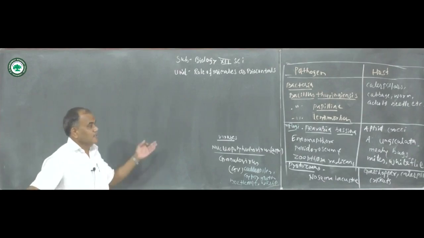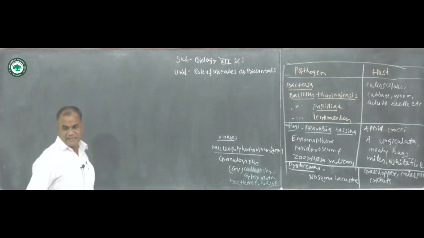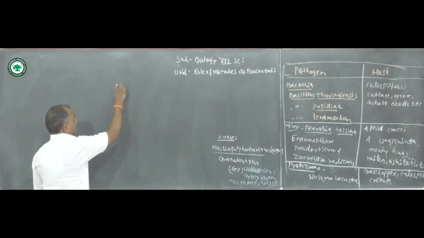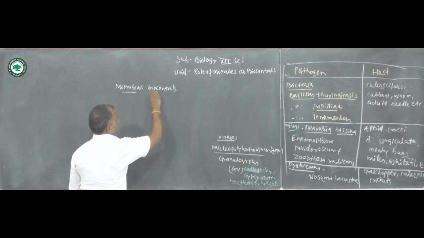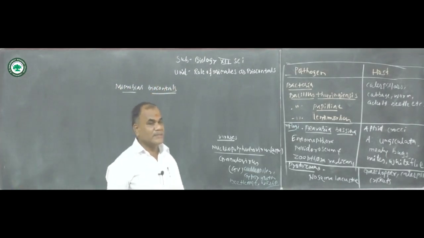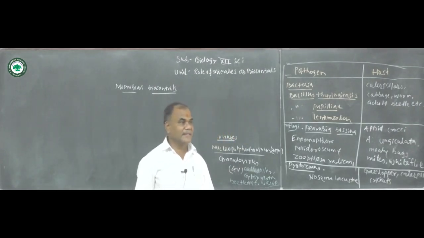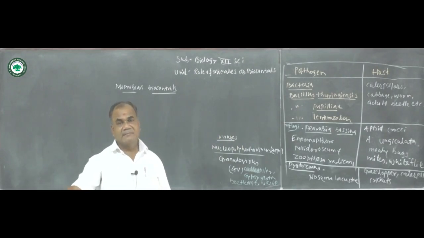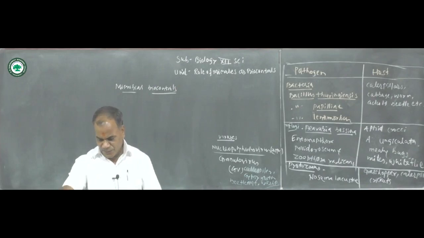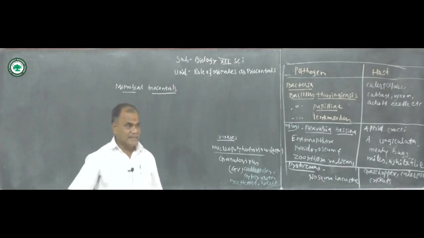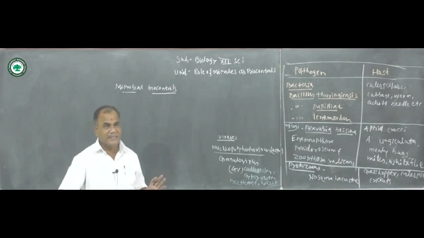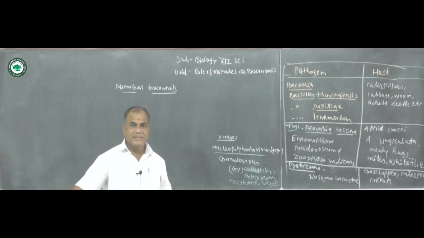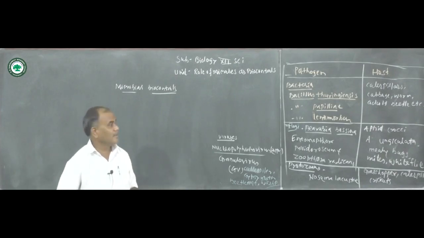Now which types of biocontrols are there? We have examples. First is microbial biocontrol. What is microbial biocontrol? You always hear about BT cotton, or Bacillus thuringiensis. This is a bacterium. Its genome is artificially inserted into the genome of Gossypium arboreum, the cotton plant, and this variety was developed, known as BT cotton. BT is the name of the bacterium Bacillus thuringiensis, whose genome is inserted into the genome of the cotton plant.